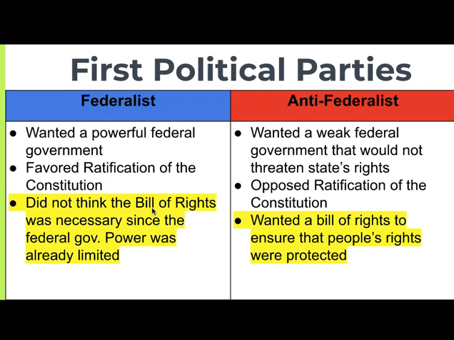On the other end of things, we have this anti-federalist party led by people like Thomas Jefferson, who wanted a weak federal government because they didn't trust the federal government. They didn't want it to be another tyranny, a tyrant, a king. And they opposed the ratification of the Constitution, and they said, we will sign this if you add the Bill of Rights.